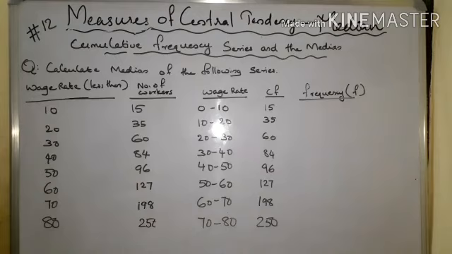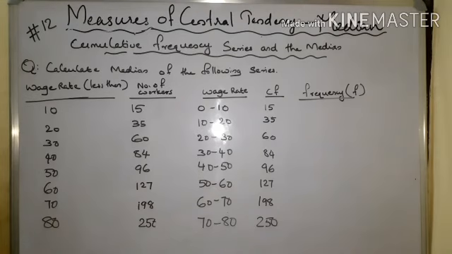So the first step is that the cumulative frequency of less than type is converted into a simple frequency distribution. Here, wage rate less than 10 means 0 to 10, and the number of workers is 15. Less than 20, number of workers 35. Less than 30, number of workers 60. So the number of workers given here is the cumulative frequency, and this cumulative frequency of less than type is converted into a simple frequency distribution.